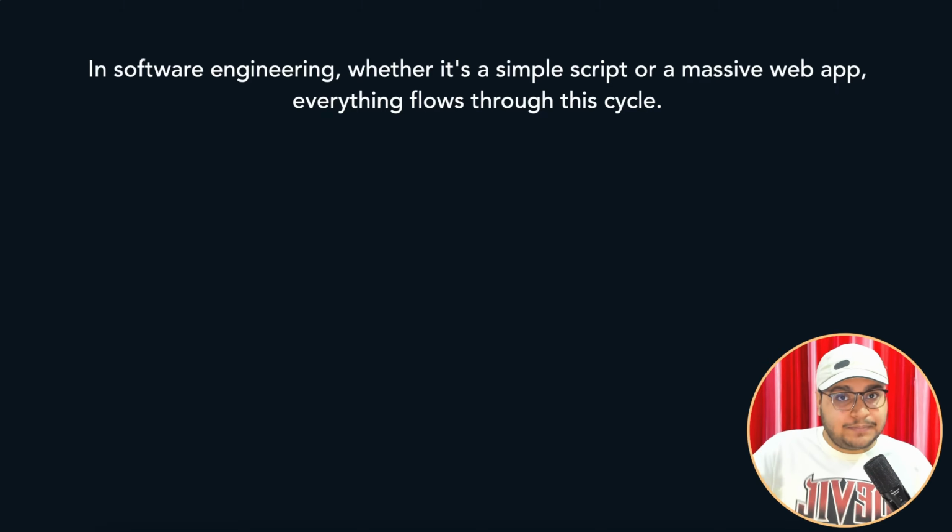In software engineering, whether it's a simple script or a massive web application, everything revolves around this three-phase cycle of input, processing, and output. Even the APIs that you interact with daily on the browser follow the exact same pattern.